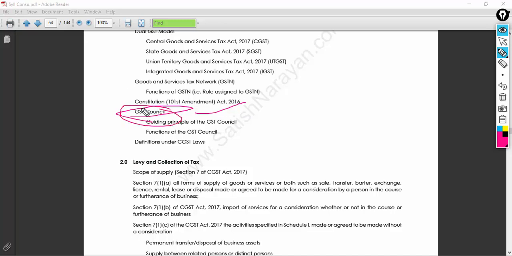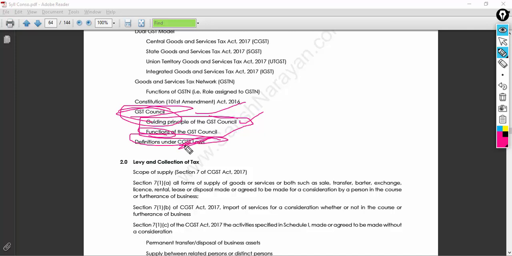You can follow the GST Council and all the updates related to it, and you also need to know the guiding principle of GST: on what basis it keeps updating the new rules, and how they will be approved by the government, Parliament, or any other authorized persons, I mean the department. You also need to know the functions of the GST Council, and very, very important, the definitions under GST. You need to know the complete definitions under the CGST laws.